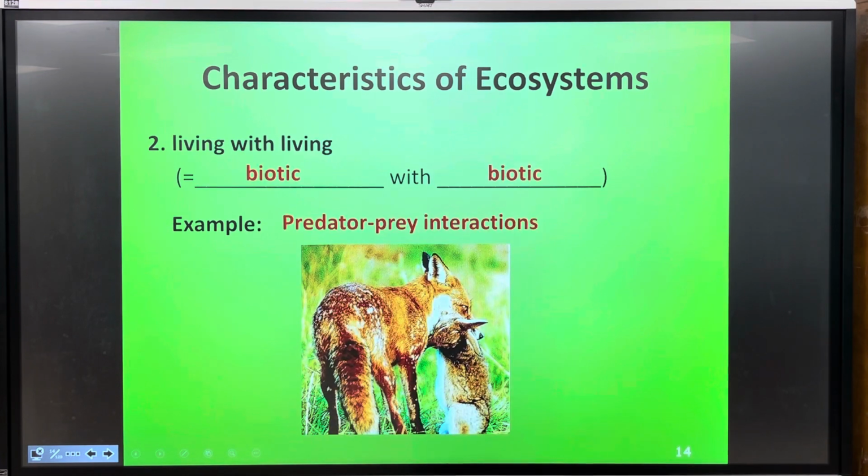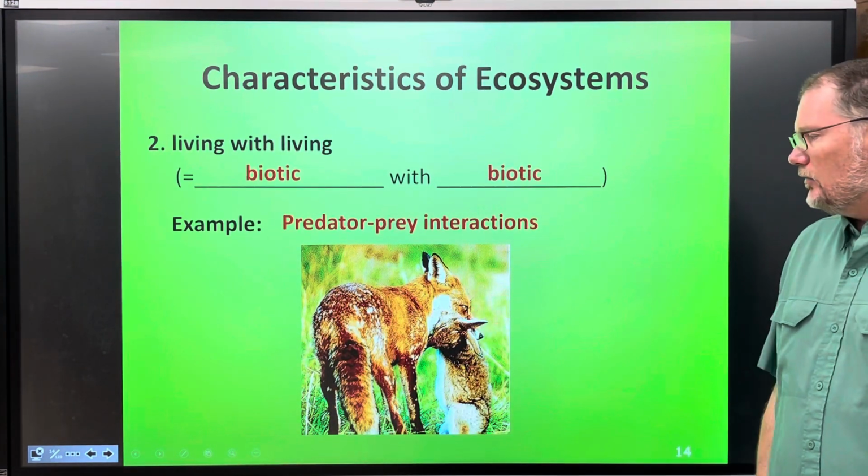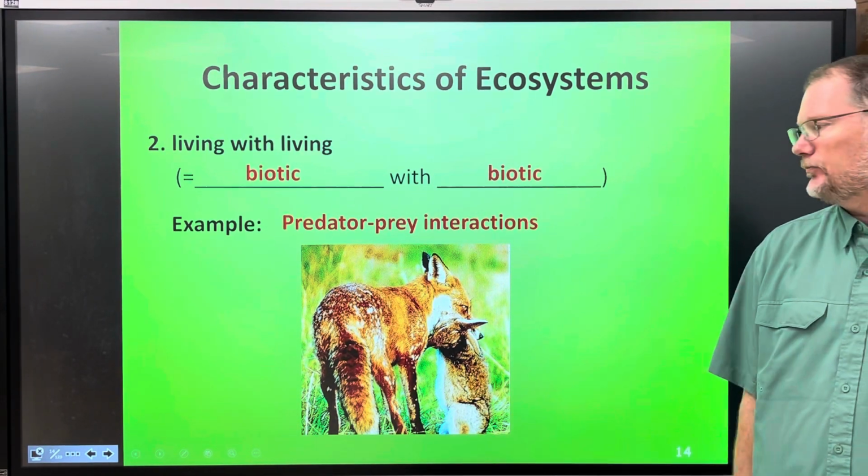And an example would be predator-prey interaction. So here you have a fox that caught a rabbit. Needs to feed its babies, okay?